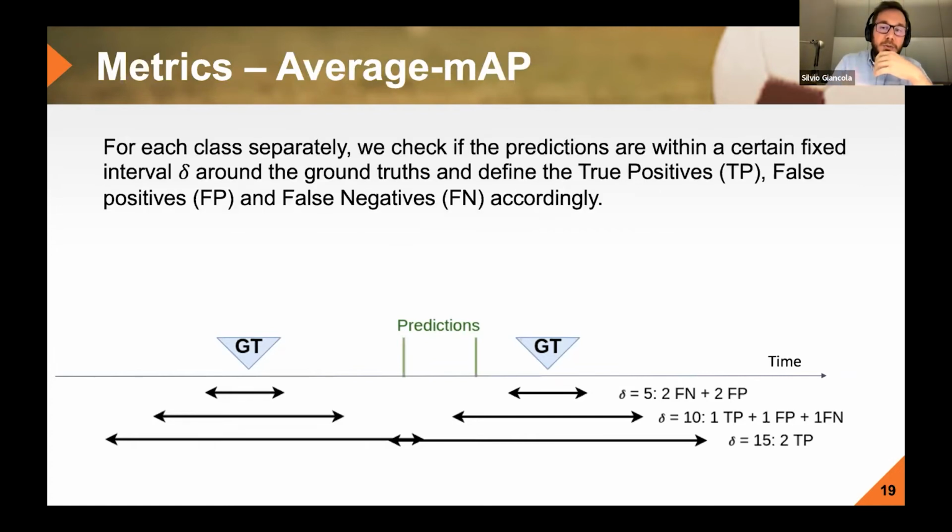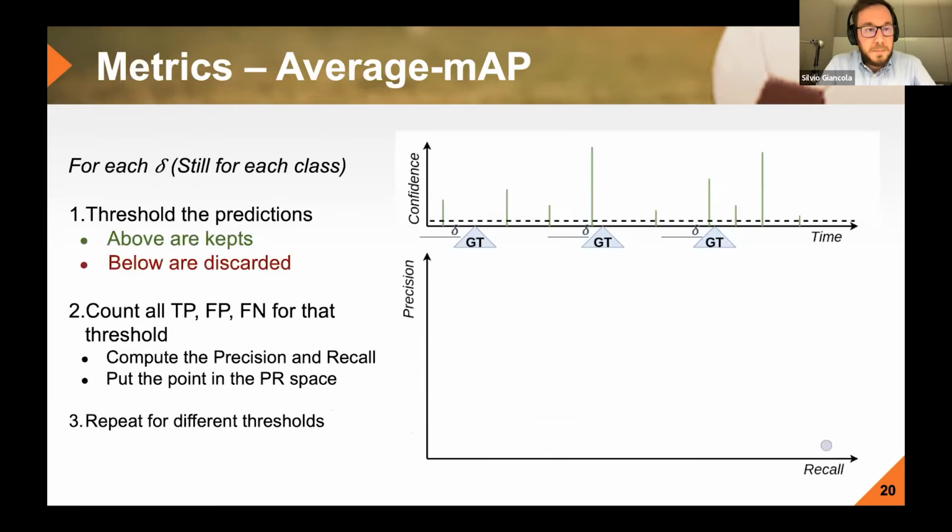So let's dig into more details about what I just briefly mentioned. We do this for each class separately. First of all, I told you we have 17 different classes. We take each class separately, check whether the predictions are within a certain fixed time interval delta around the ground truth, and define the true positives, false positives, and false negatives. So basically, are we within this temporal threshold?